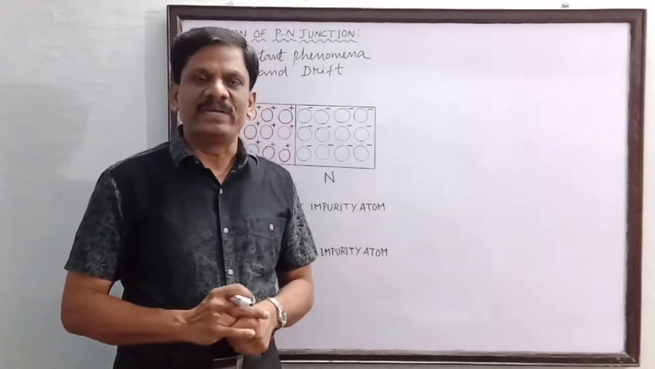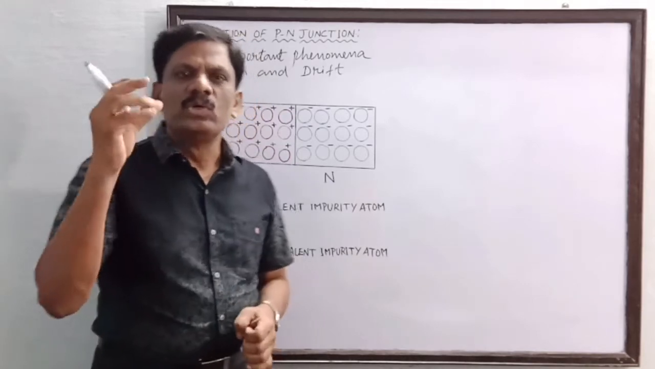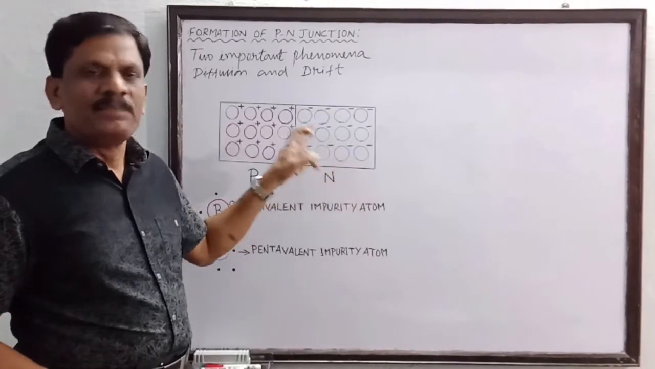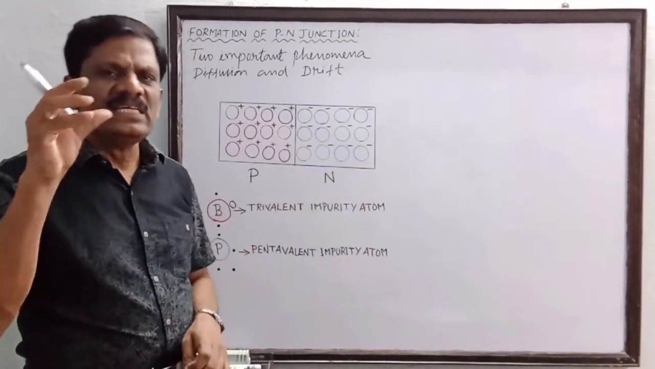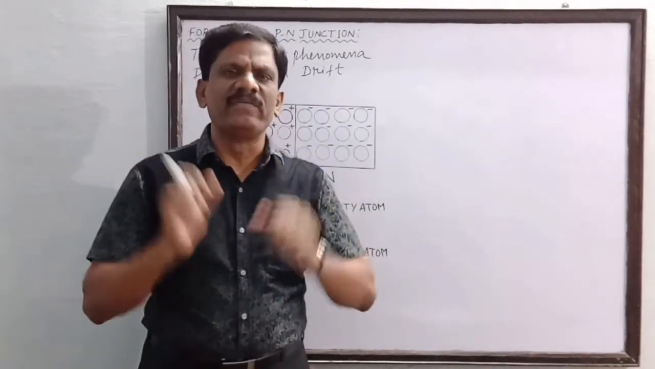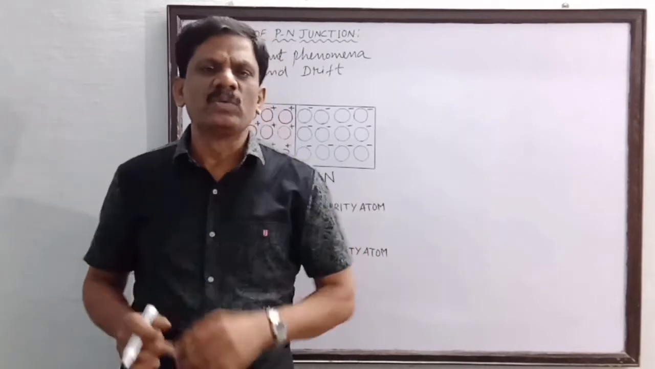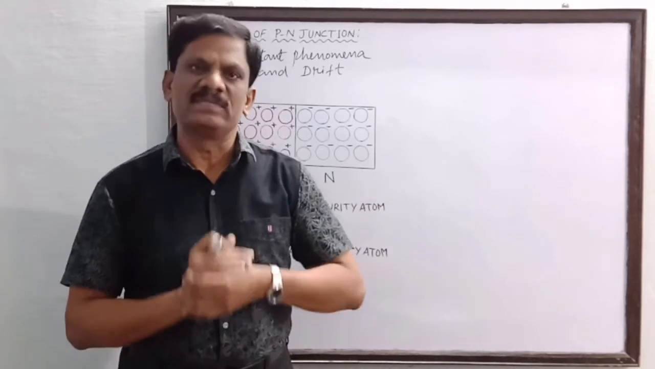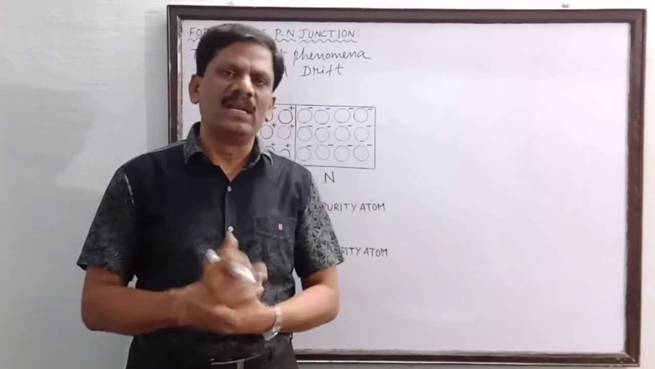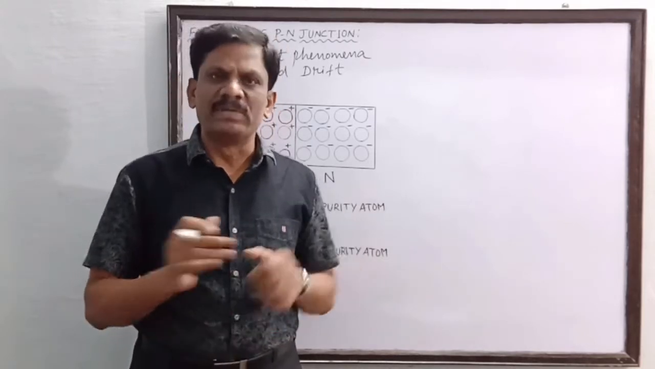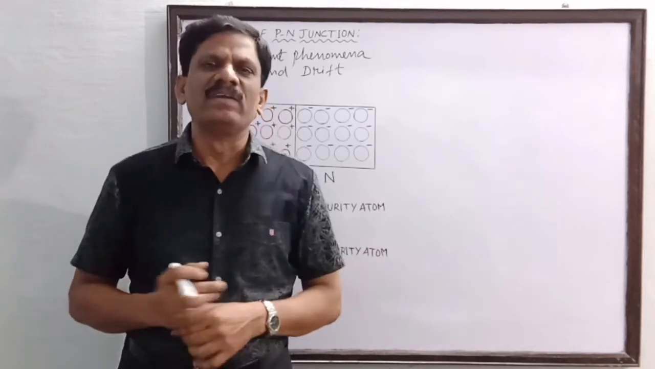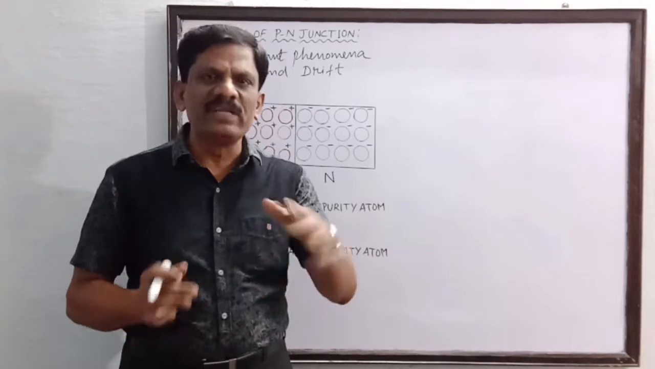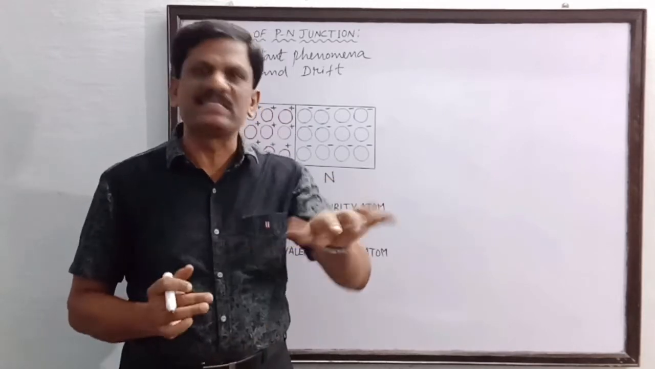It is 5. So when you dope the pentavalent impurity with the pure semiconductor crystal, each impurity atom has 5 valence electrons, out of which only 4 are shared with the neighboring silicon or germanium atoms. So with the pure crystal, 4 covalent bonds are completed, and the 5th electron will be a stray electron, a free electron, which is freely wandering here and there in the crystal lattice.